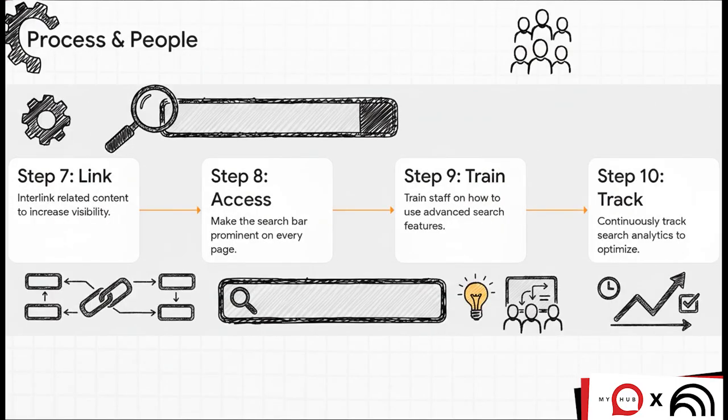The final piece of this puzzle is all about people and process. I mean, you can have the best tech in the world, but if people don't use it right, it's worthless. So let's create a web of knowledge by linking related content together. Think of it like a Wikipedia for your company.